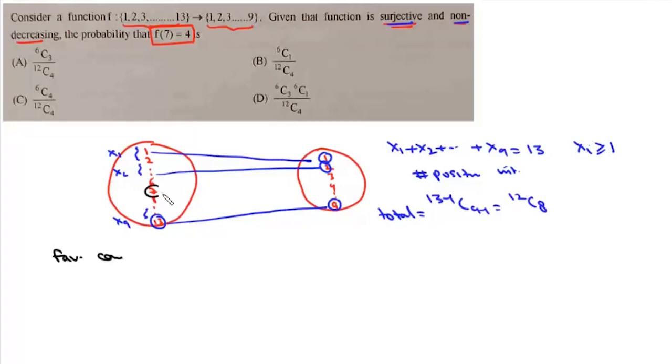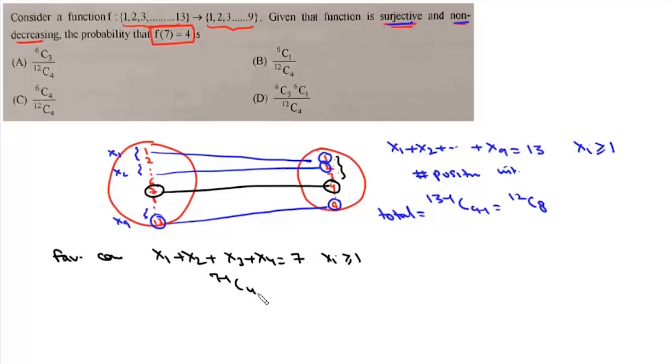Now in the favorable case, we have this 7, which is mapped to 4. Now if 7 is mapped to 4, then in how many ways can we define this function? So for these first 4 elements, we can write x1 plus x2 plus x3 plus x4, and it should be equal to 7, where each xi is greater than or equal to 1. Now the number of positive integral solutions in this case will be 7 minus 1 C 4 minus 1, and that will be 6C3.